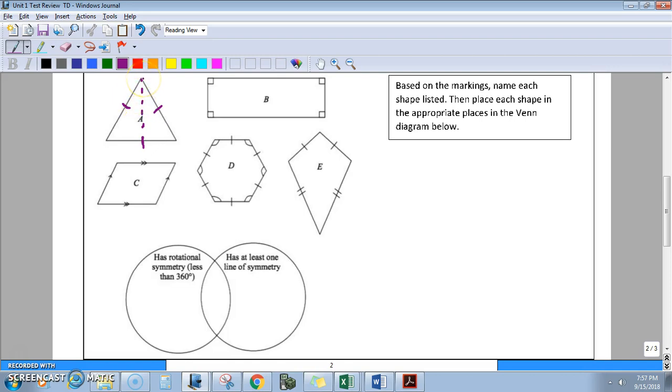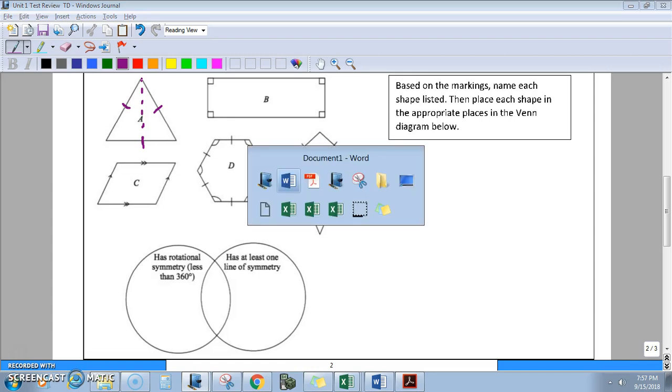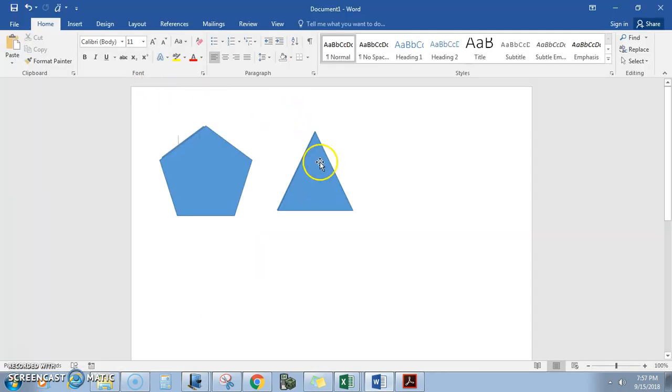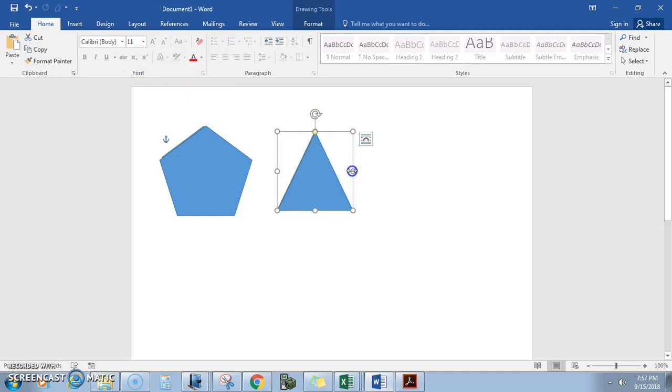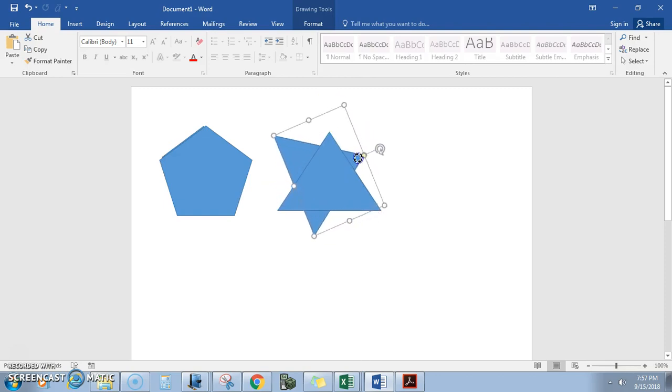Now, does it have rotational symmetry less than 360 degrees? So let's take a look at this. I drew some triangles here, and actually, I wonder if these should be bigger to make it an equilateral triangle. So it is close to an equilateral triangle. I'm not sure it's 100%, but let's turn it 90 degrees. And it does not have rotational symmetry.